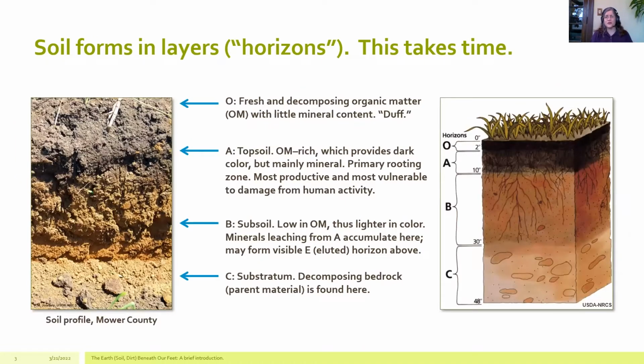So going back to the soil forming in layers or horizons, on the right, there's a USDA graphic. On the left is a picture I took in Mower County. Honest to God, I did not make that graphic look like that picture. It just worked out that way. So you have the O horizon on the top. That's your duff, your decomposing organic matter. It's the thatch on your lawn. It's the leaves in the forest. That's the stuff that's being actively broken down and then incorporated into the topsoil.